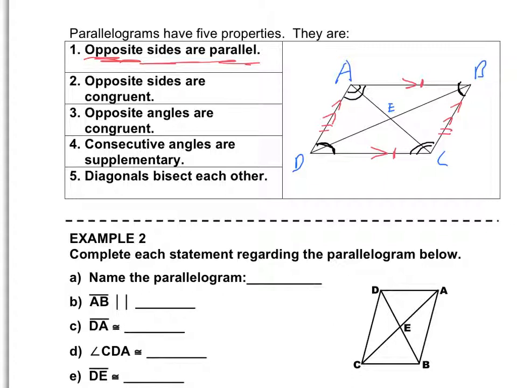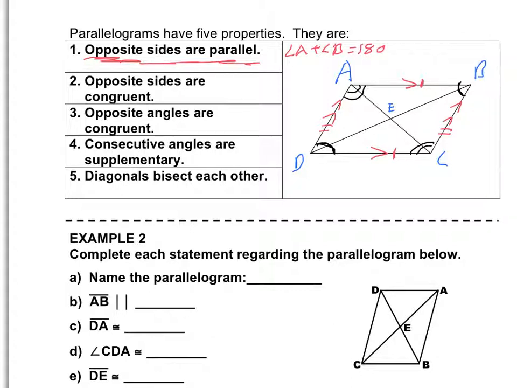Property number 4 says that consecutive angles are supplementary. Consecutive angles, remember what that meant? If I take angle A and add angle B, sorry, my little angle sign was terrible. Let's try that again. Angle A and angle B. If I put them together, what does it mean to be supplementary? Well, that means they add up to 180.